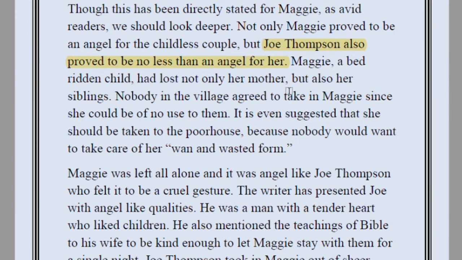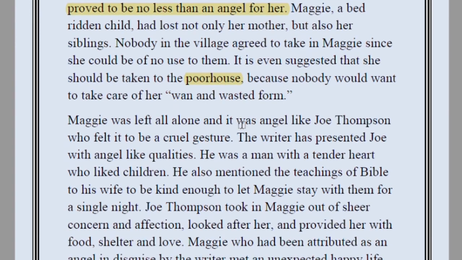Maggie, a bedridden child, had not only lost her mother but also her siblings. So Maggie loses her sister, she loses her brother, she loses her mother also. She has nobody now. Nobody in the village agreed to take in Maggie since she could be of no use to them. None of the people were ready to take her home. It is even suggested that she should be taken to the poorhouse because nobody would want to take care of her wan and wasted form. There was nobody to take care of her, so people said to send her to the poorhouse. So this was her state.